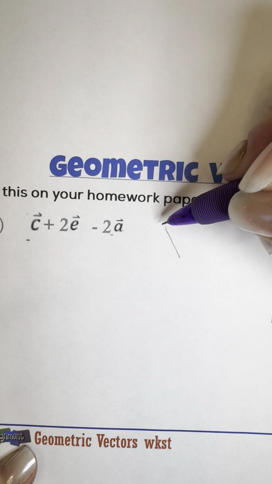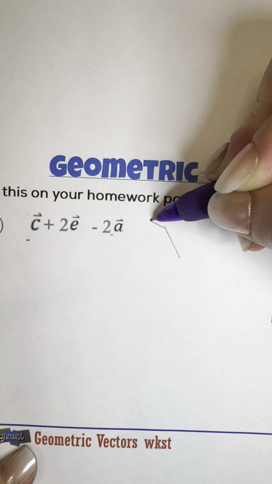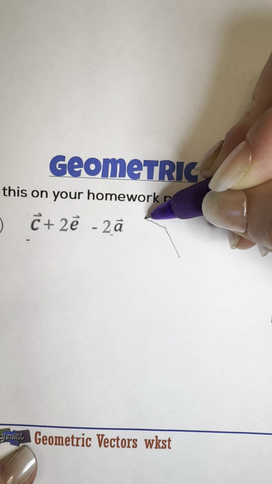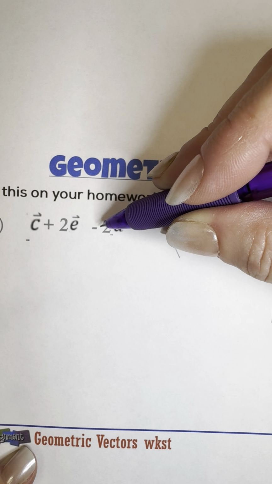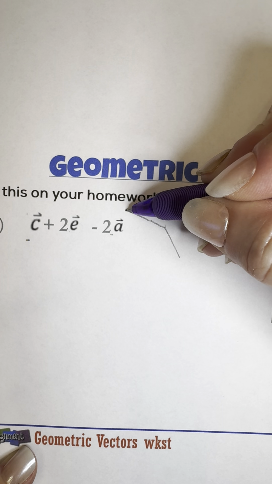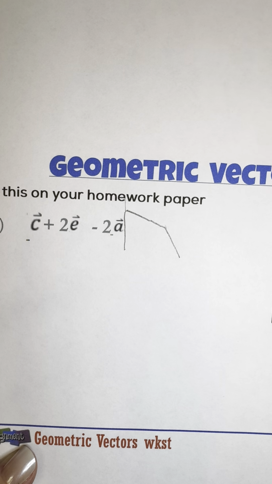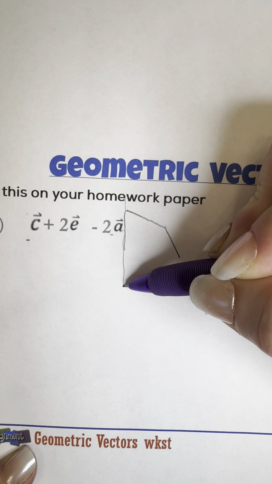E happens to go at 155, so that's going to shoot off this direction. But it's 2E, so it's going to end up being like 5 centimeters, so it's a little bit longer. And now I've got subtraction. And vector A is straight up at 90, but since I'm subtracting, I'm going to go straight down, the exact opposite direction. And it's twice as long. Oh gosh, that's going to make it like 9.